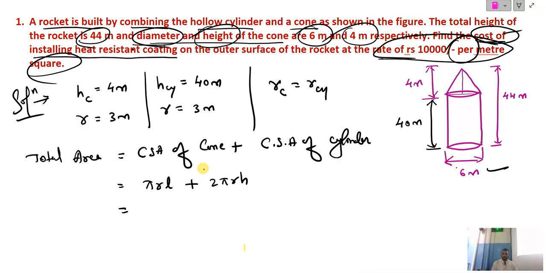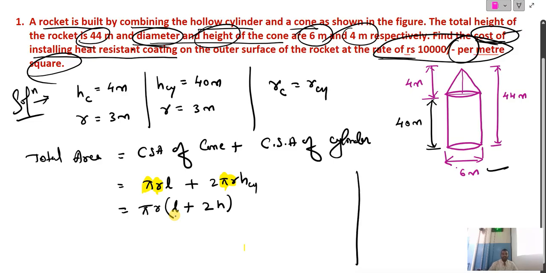As we can see, here we have pi, here also we have pi. Both sides we have pi. Pi is common. Both sides we have R. So R is common. Then what is left out? Here is L plus here is 2H left out. This H is of whom? Cylinder. This height is of the cylinder.